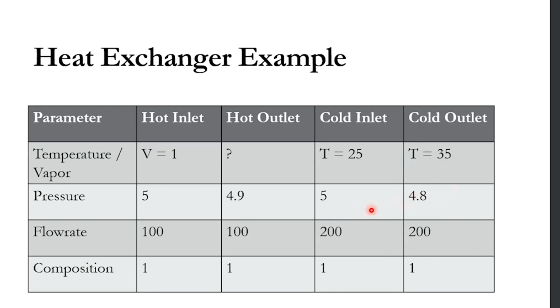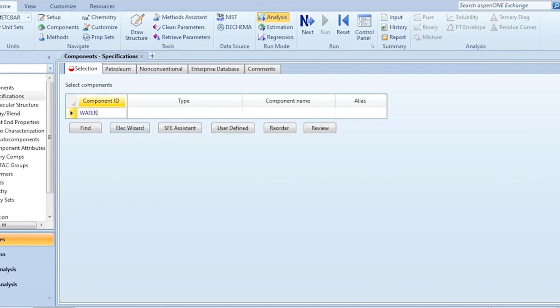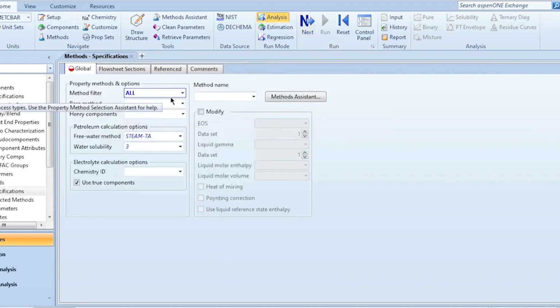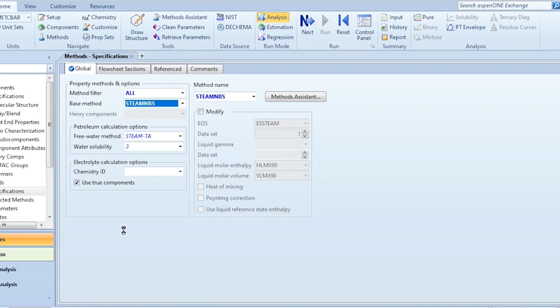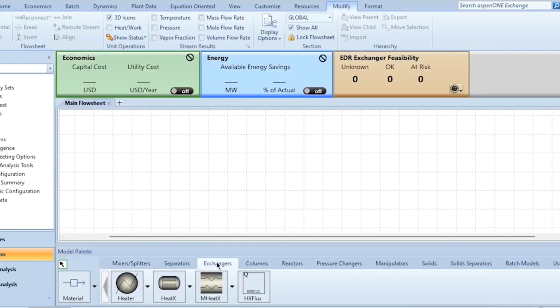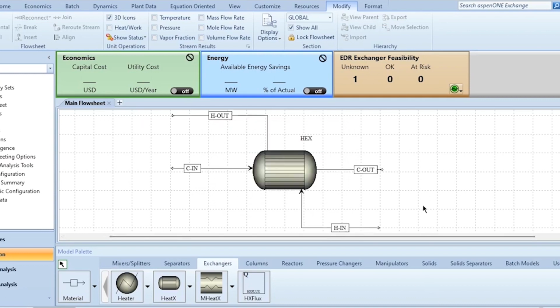So let's quickly go to Aspen Plus and first simulate this process. Obviously, it will not take more than 1 to 2 minutes, so we will do it quickly. We will first add water as the component, going to All and selecting STEAM-TA, and then clicking on run. We will do it very quickly because we have already done this heat exchanger simulation in our previous videos as well. But obviously we have to do it again for the system representation. And I will do the labeling and the connections quickly. As you can see, the connections have been made: hot inlet, hot outlet, cold inlet, and cold outlet.